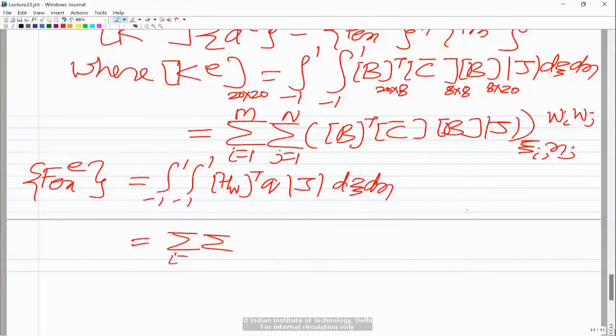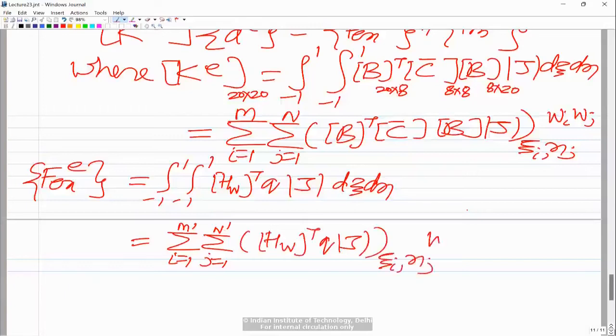So i going from 1 to n dash, and j going from 1 to m dash, and n. So this is m dash and this is n dash. You can write the other way also, but it doesn't matter. I am following this sequence. So we have H transpose Q into determinant of J evaluated at xi_i, eta_j into w_i w_j. So this is what your F external is going to be.